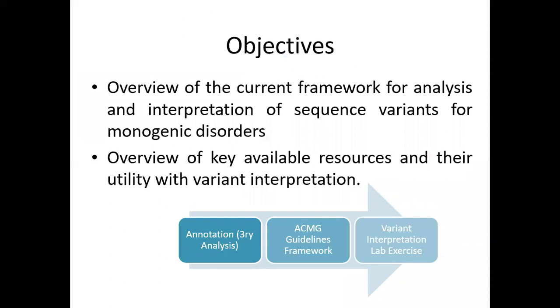The objective of this workshop is an overview of the current framework for analysis and interpretation of sequence variants for monogenic disorders. This particular framework will not be implemented in disorders which do not follow Mendelian inheritance, or where multiple factors are involved apart from the genes, such as multiple genes or the environment together, or any other factor.